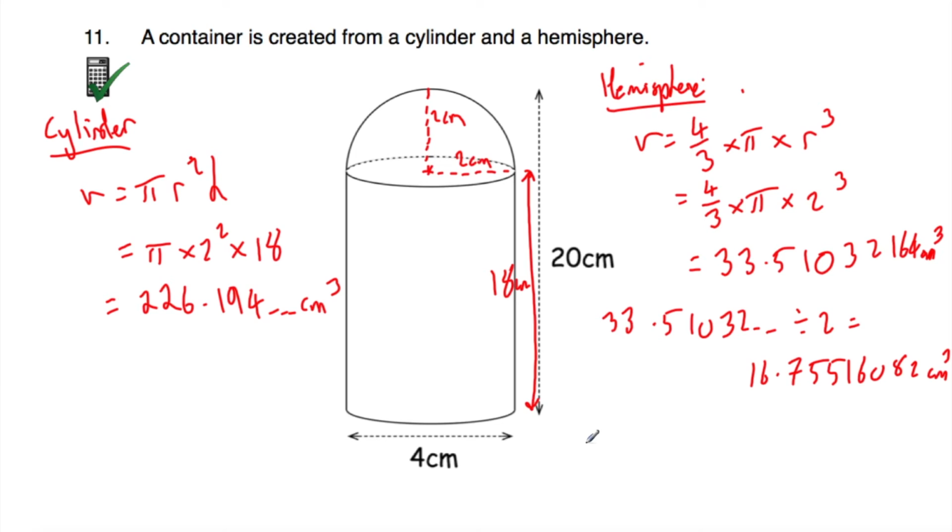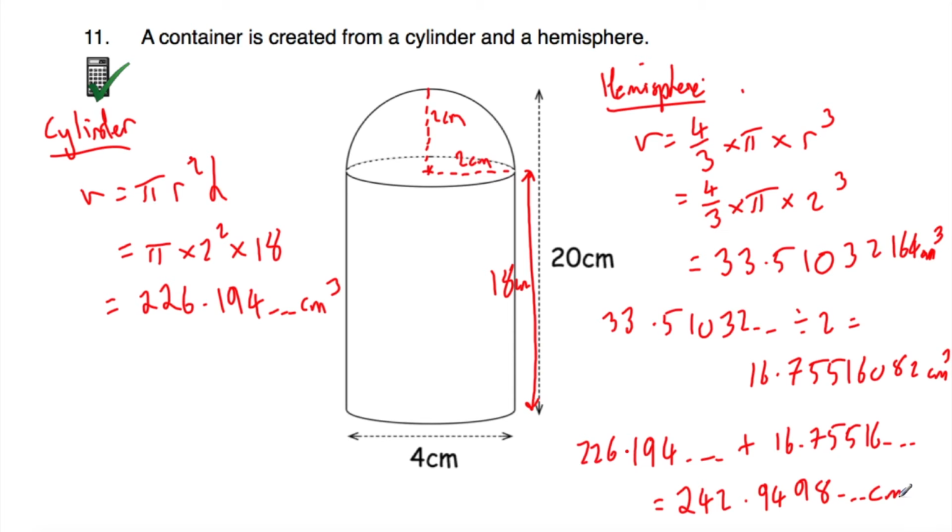So we can add our 226.194 and so on, and our 16.75516 and so on, and let's see what we get. And when we do that, we get an answer of 232/3 pi, or, as a decimal number, 242.9498 and so on centimeters cubed.